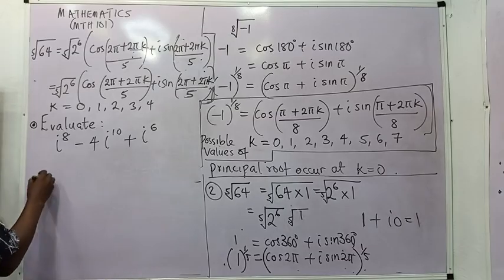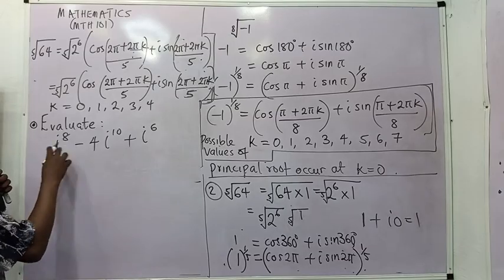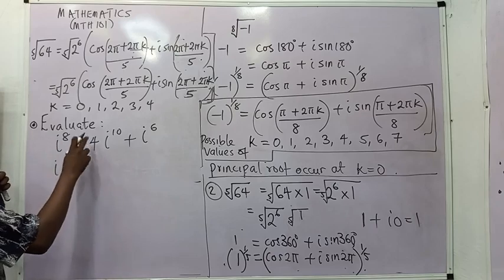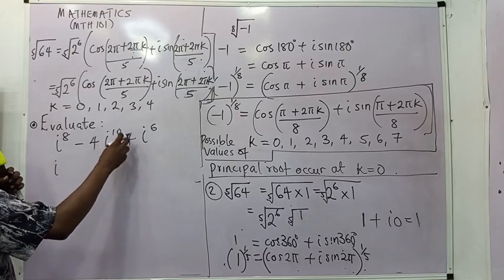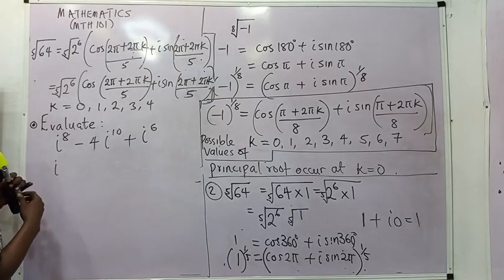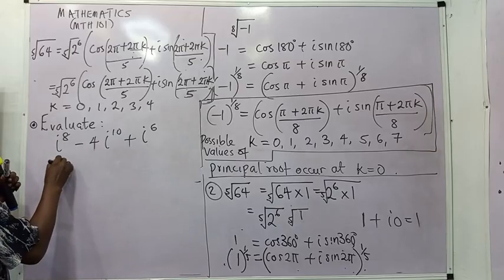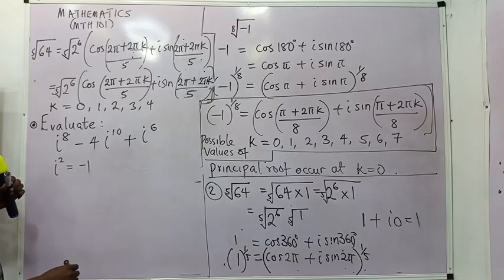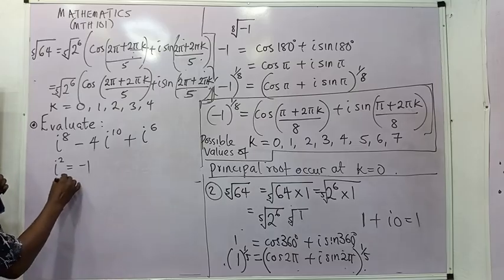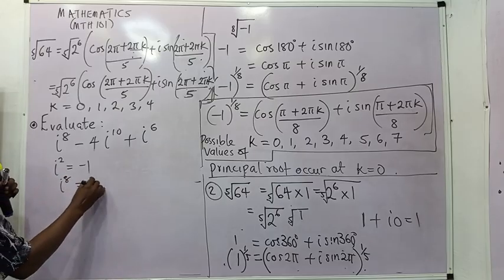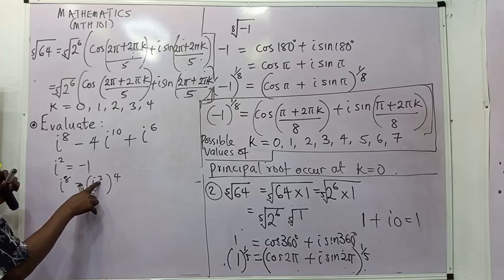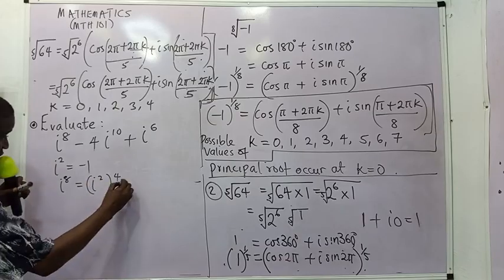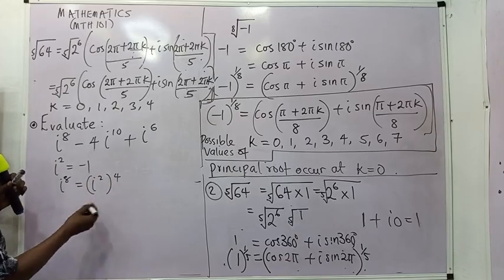i raised to power 8 is the same thing. We shall evaluate i raised to power 8 minus 4 i raised to the power 10 plus i raised to the power 6. Now don't forget that i squared is the same thing as minus 1. And i raised to the power 8 can be written as i squared raised to the power 4, according to indices. 2 times 4 is still 8. So in that case, what we have written here is correct.